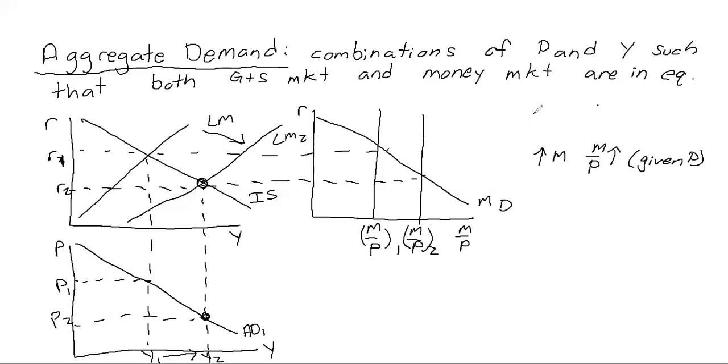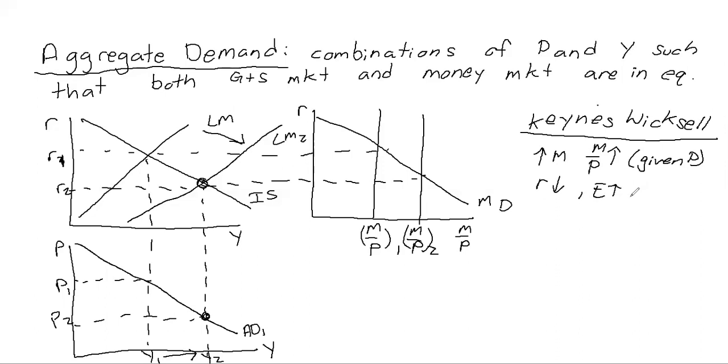Okay, so as I said, this is the Keynes-Wicksell method to deriving the aggregate demand curve. So increase in the nominal money supply increases the real money supply. From there, we see a decrease in our interest rates, which in turn will increase our expenditure and increase our output. Okay.